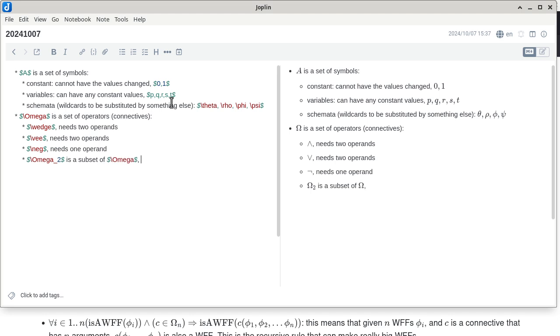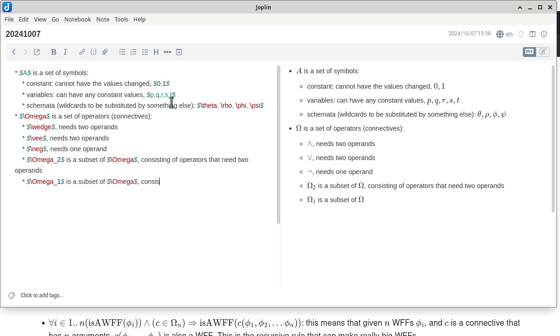consisting of operators that need two operands. And by that token, omega 1 is a subset of omega consisting of, there's only one here, an operator that needs one operand. Is that okay? That's just the notation. That's all it is.